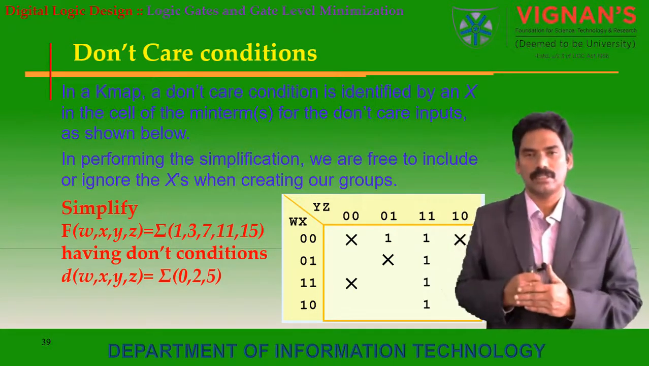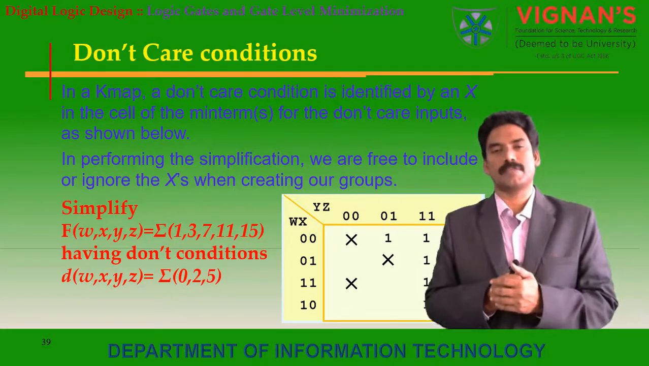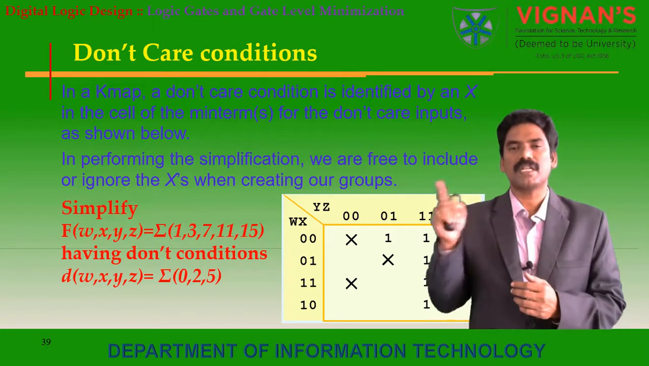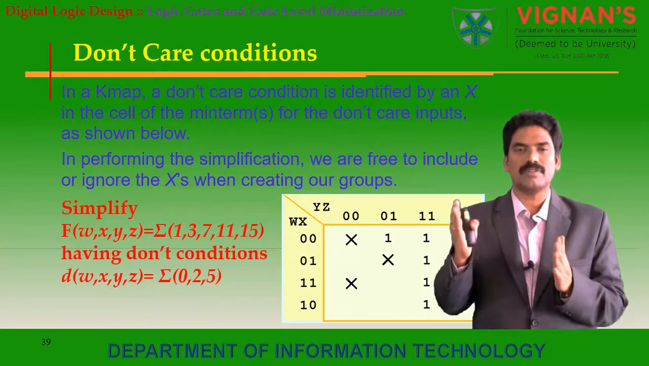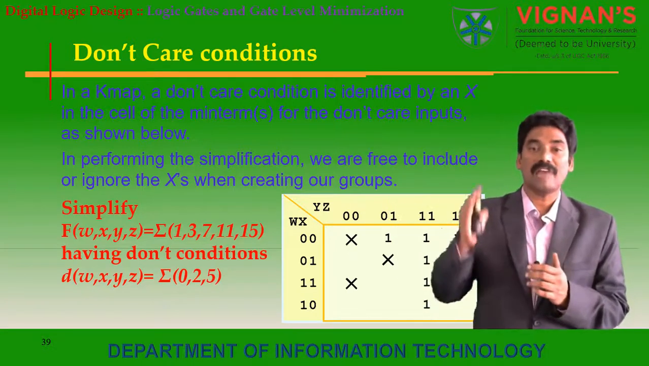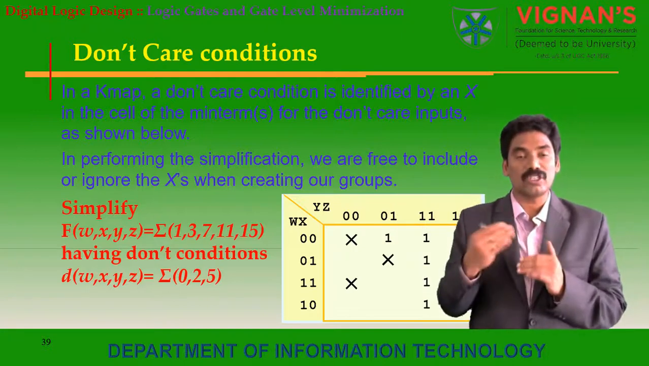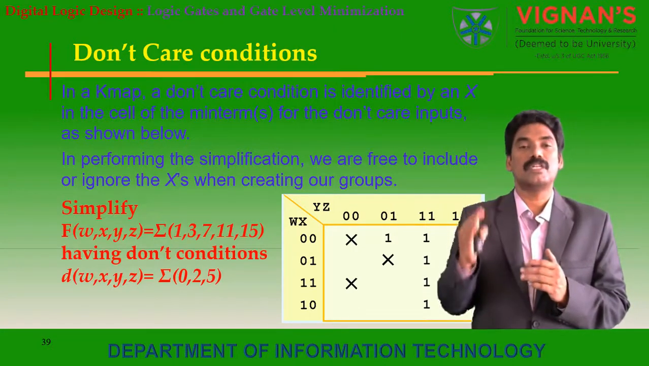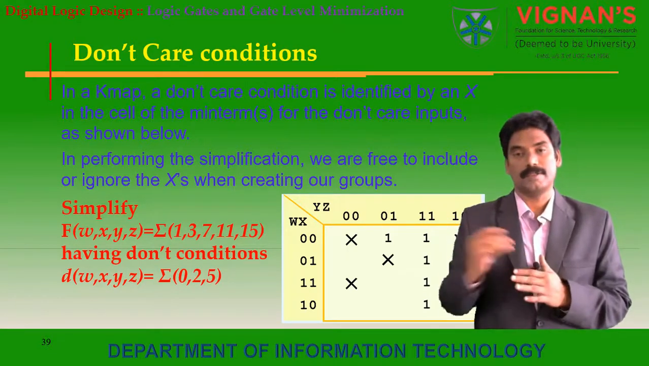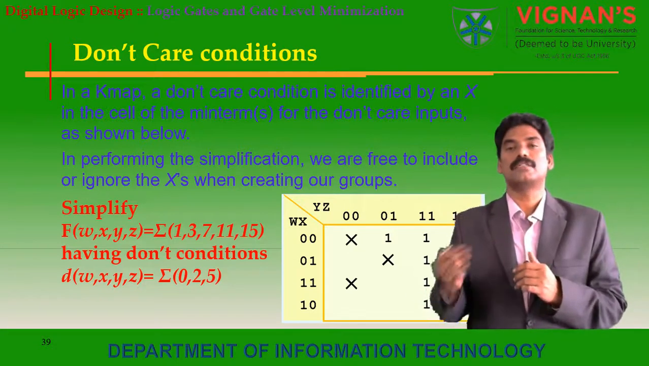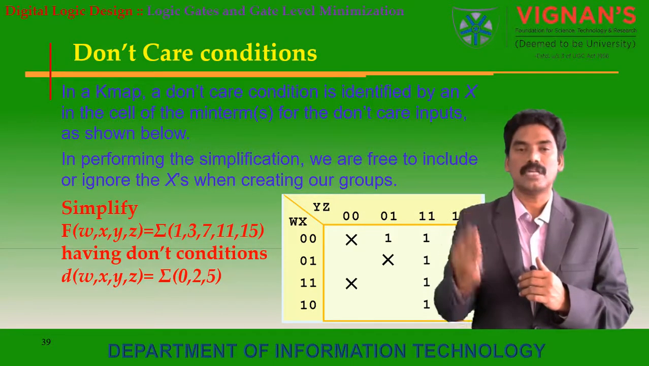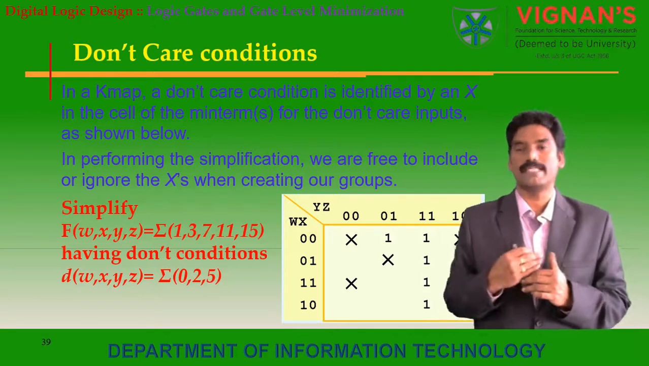So here the problem is: simplify this Boolean expression, f of wxyz is equal to sigma 1, 3, 7, 11, 15. How many terms are there? 5 terms, so 5 ones we will get. And the don't care conditions are represented like this: d of wxyz is equal to sigma 0, 2, 5. How many don't care conditions are there? 3. So how many are we plotting? 4. That is 0, 2, 5 and 8 also. Here we have to add 8 also.